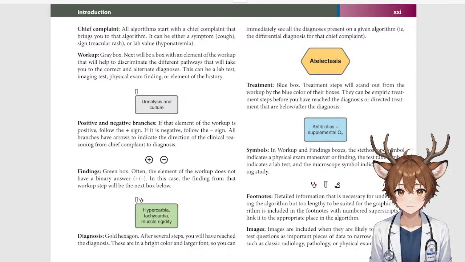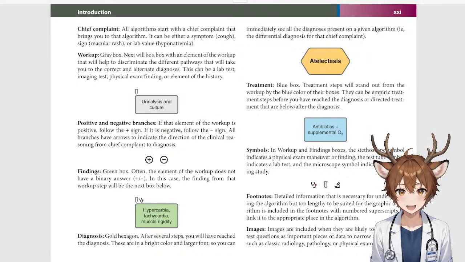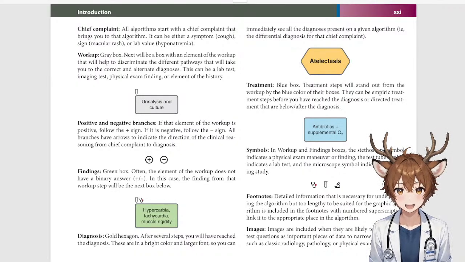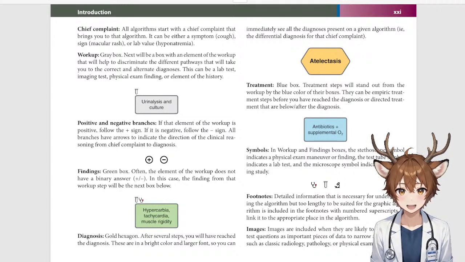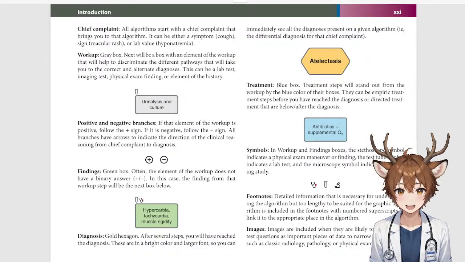What about treatment? Blue box. Treatment steps will stand out from the workup by the blue color of their boxes. They can be empiric treatment steps before you have reached the diagnosis, or direct treatment that are below after the diagnosis. So antibiotics plus supplemental oxygen is the treatment for this condition.